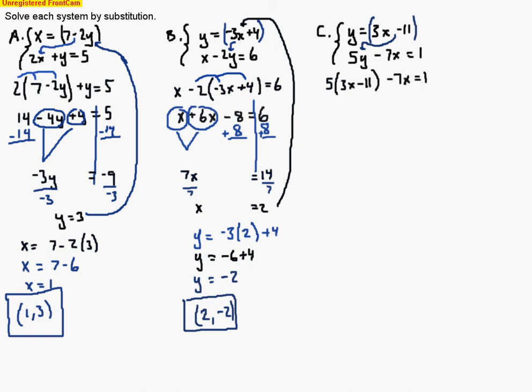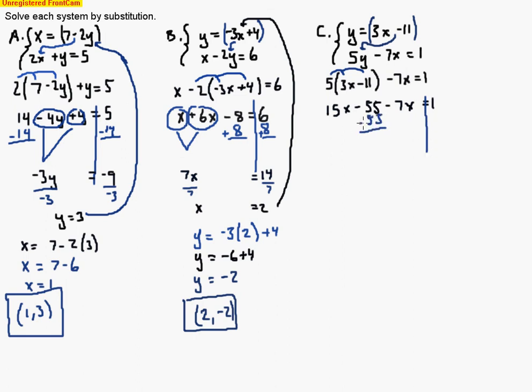Well, same as before. We just use that distributive property. Eliminate those parentheses. Distribute the 5 over that difference. So when we do that, we now have 15x minus 55 minus 7x equals 1. So again, when we're on the same side of the equal sign, we can collect, but opposite sides of the equal sign is when we do opposite operations.